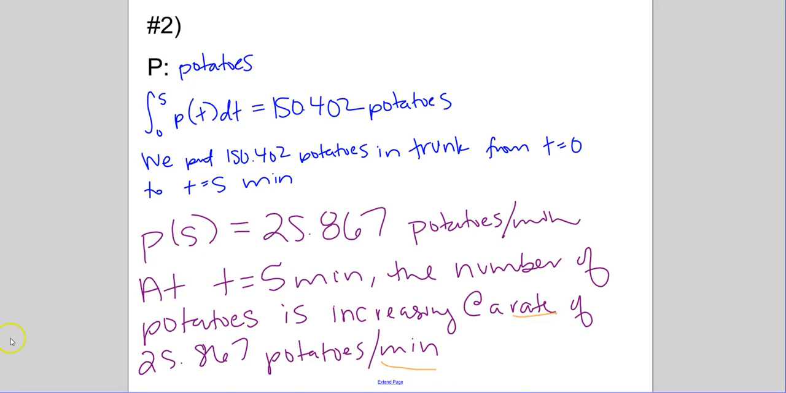All right, and the last one was p prime of 5, right? So for p prime of 5, Desmos gave me 263.794. What would the units be for p prime, the derivative of p? Good. Potatoes per minute, or potatoes per minute squared. So this is the rate function of little p. Do you agree with that? This is the derivative of little p.